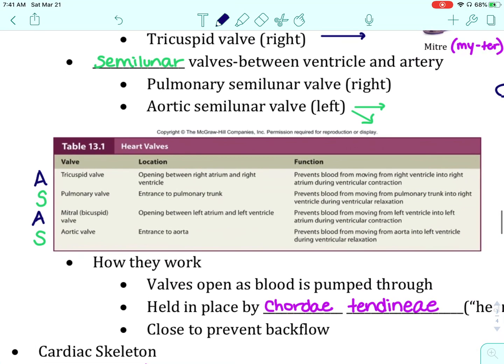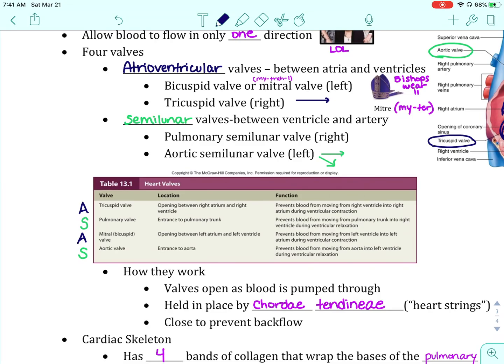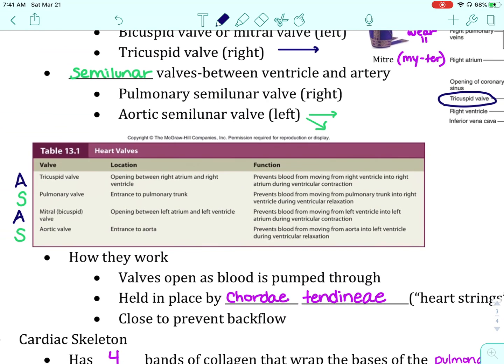All right. So here's a little summary in a table of the four types of valves. Two are the atrioventricular and two are semilunar, and their location and their function.